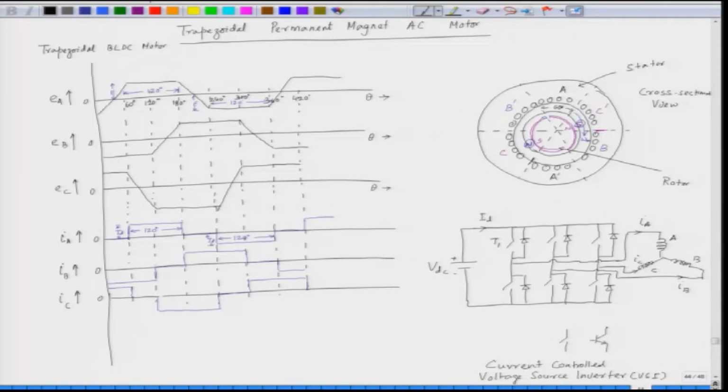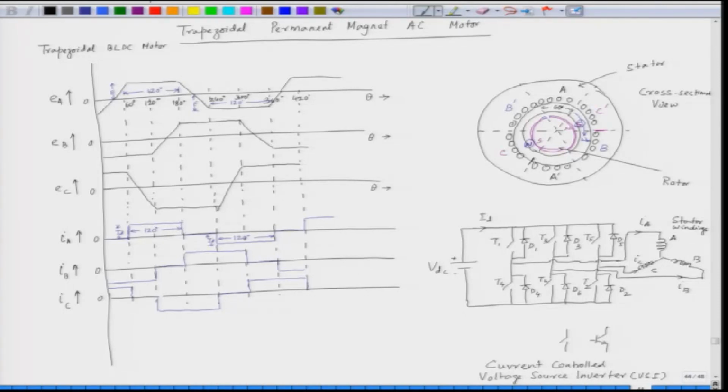So, we have transistors T1, T2, T3, T4, T5 and T6. Similarly, we have diodes D1, D2, D3, D4, D5 and D6. So, this current controlled VSI feeds the stator. This is the stator windings of the BLDC motor. So, the current is regulated as a quasi square wave, and the nature is shown in the diagram here.